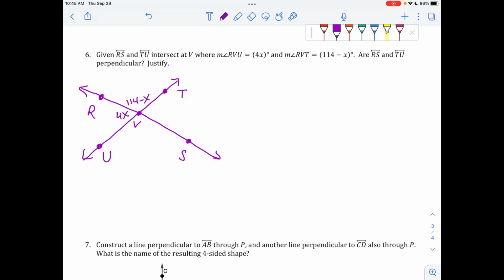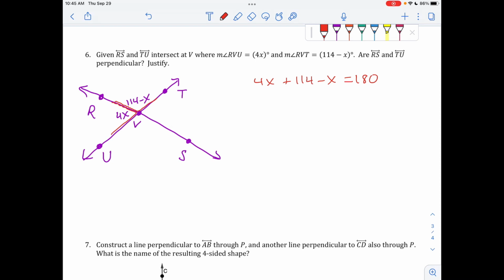In order to answer that question, I need to set up an equation and solve for x so that I can see if they're perpendicular. I should get that these are each 90 degrees. But I don't know if they're perpendicular, so I'm just going to set up an equation that I know is true. I know that together, this angle right here and this angle right here are making a straight angle. So that means they're adding to make 180 degrees. So my equation is going to be 4x plus 114 minus x equals 180 degrees.